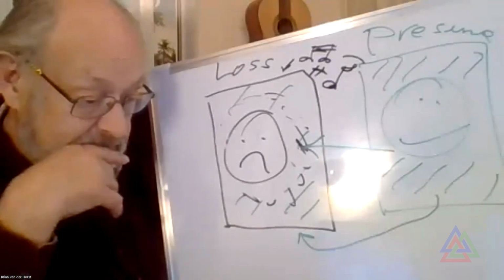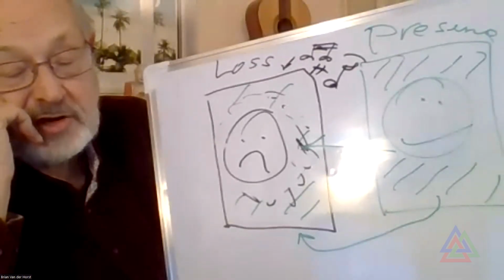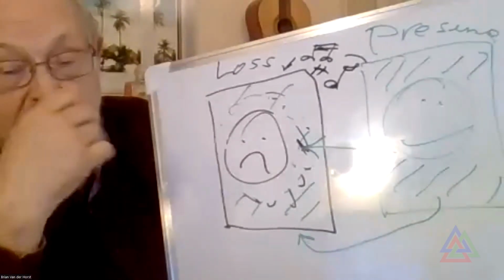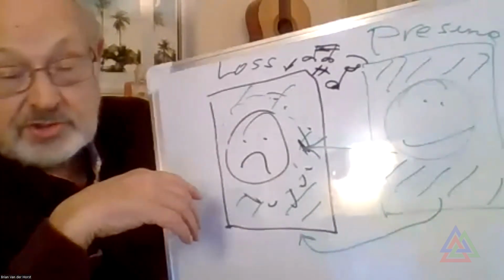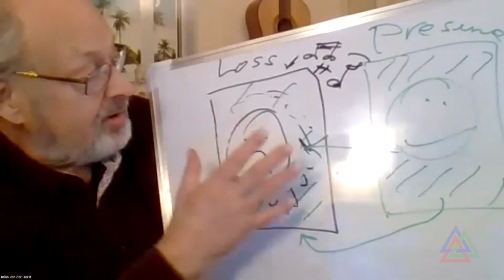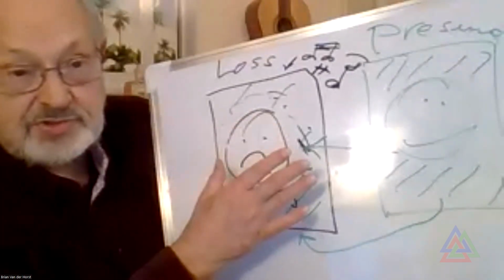Now the next step is testing for congruence, or what is called an ecology check. So you ask the person, do they have any objection to having the loss organized as a presence in their life?